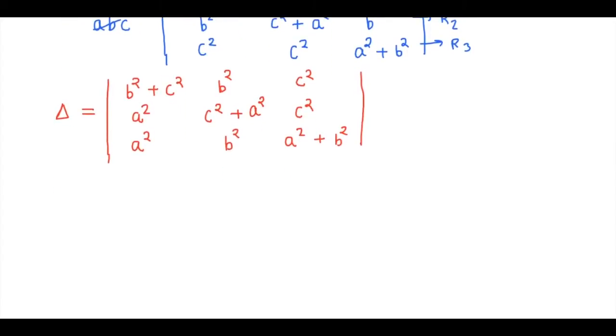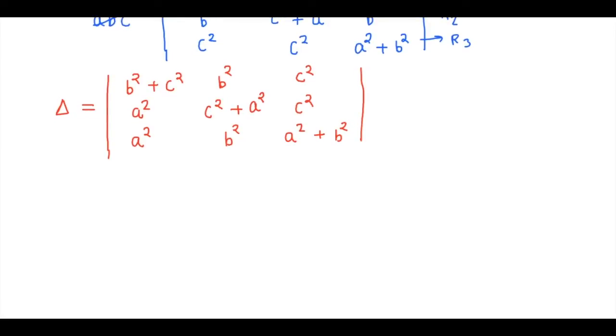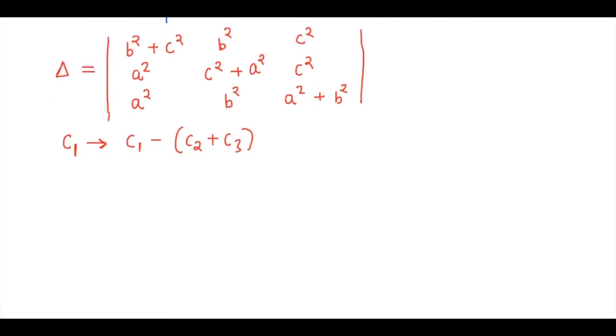Now, what is our next step? In our next step, in column number 1, what will we do? In column number 1, we will subtract the second and third columns so that we will get 0. So first we will add column 2 and 3, C2 plus C3, and we will subtract it from C1. So what will the form of the determinant be now?